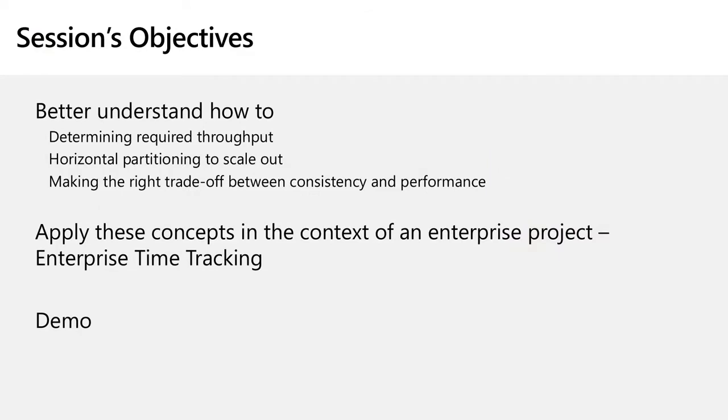Today, the session objectives are the three things that I want you guys to take away. Number one, how do you model your Cosmos DB collections and determine the throughput? Second, how do you do horizontal partitioning to scale out? Third, how do you make the right trade-off between consistency and performance for your Azure Cosmos DB implementation? And we'll apply these concepts to a real-world example from our own learnings from the project that we have done, which is enterprise time tracking.